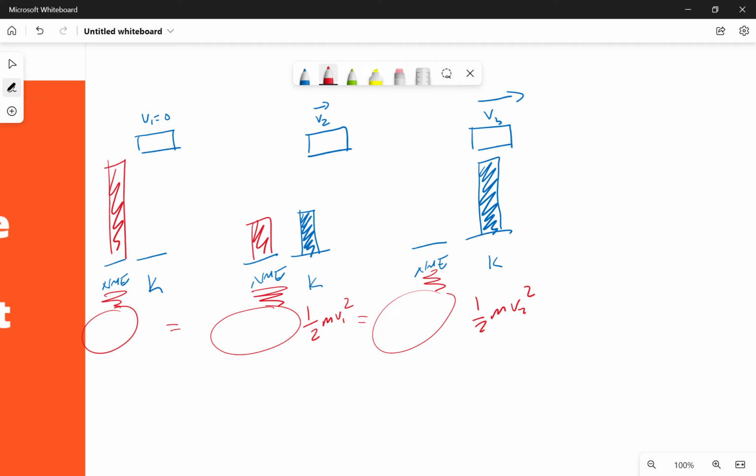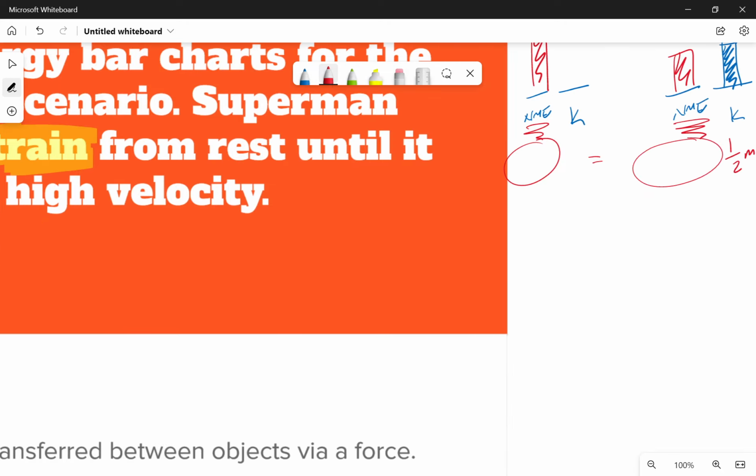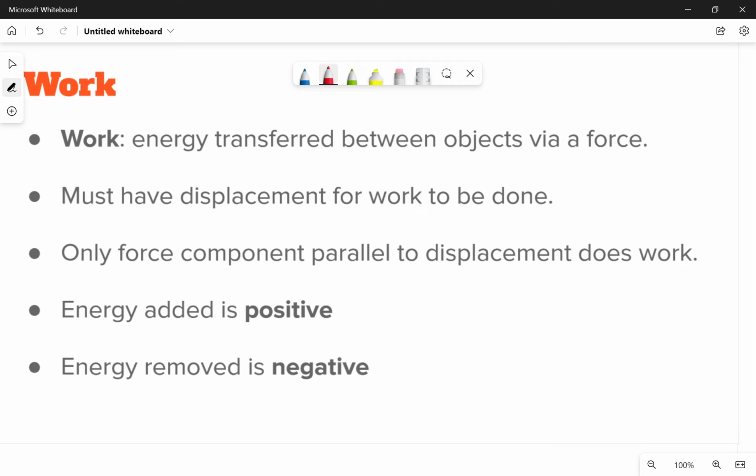So that's a big problem for us. We can't do anything with this. And so what we need then is a new concept that we can use to figure out how to deal with this type of situation in a quantitative sense. And that idea is work.